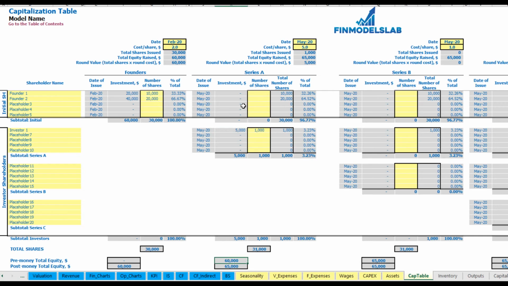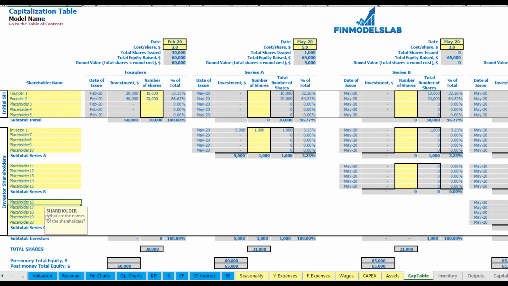You may see that before the Series A total equity was $60,000, after is $65,000, and investor 1 will have 3.23% of shares, and the shares of founder 1 and founder 2 are also diluted, 32.26 and 46.52%.